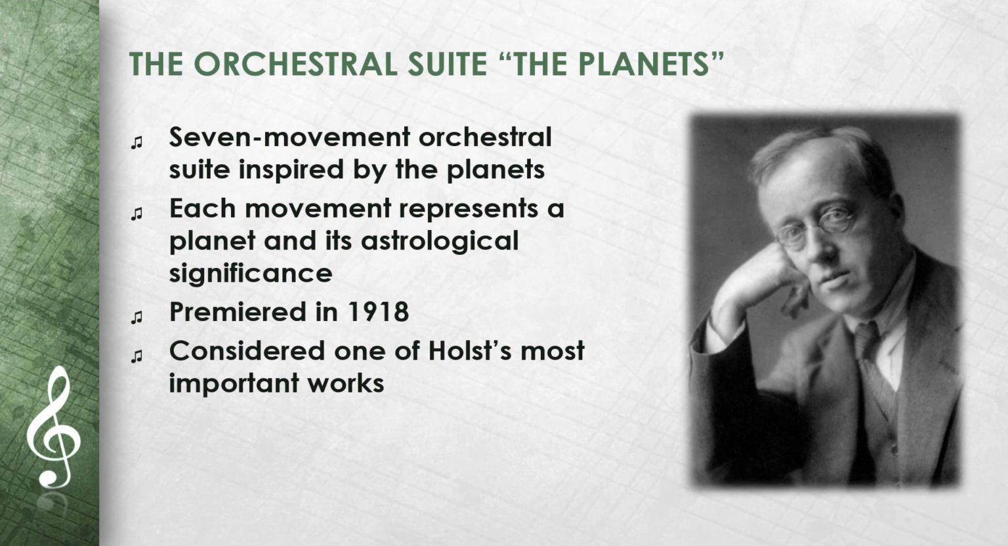The Planets is a 7-movement orchestral suite inspired by the planets of the solar system. Each movement represents a planet and its astrological significance. The movements are Mars, the bringer of war; Venus, the bringer of peace; Mercury, the winged messenger; Jupiter, the bringer of joy; Saturn, the bringer of old age; Uranus, the magician; and Neptune, the mystic. The suite was first performed in 1918 and is considered one of Holst's most important works.